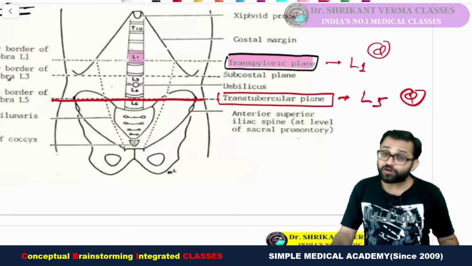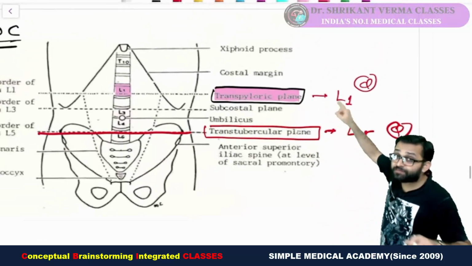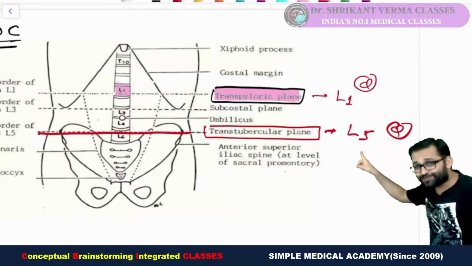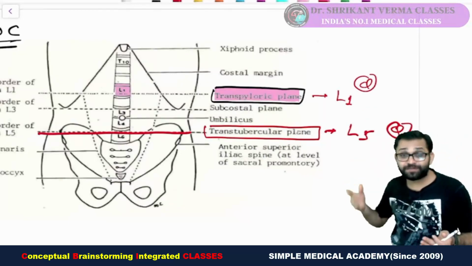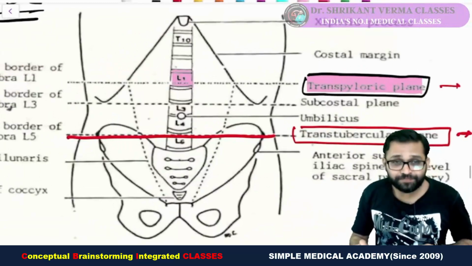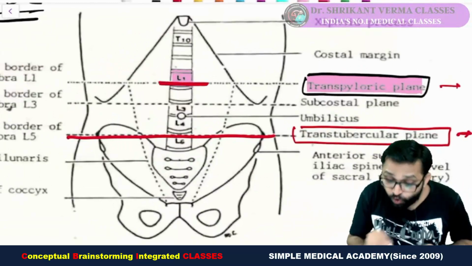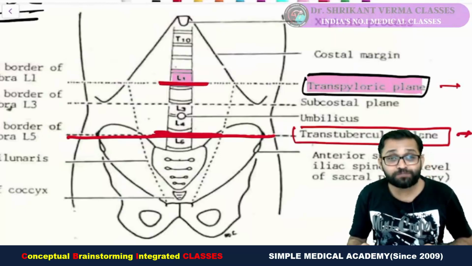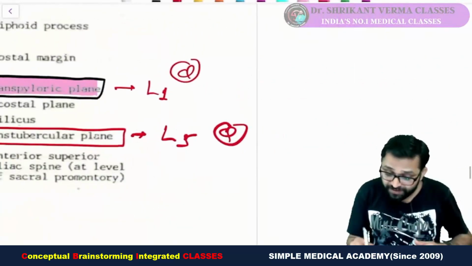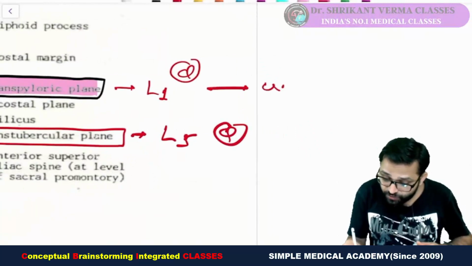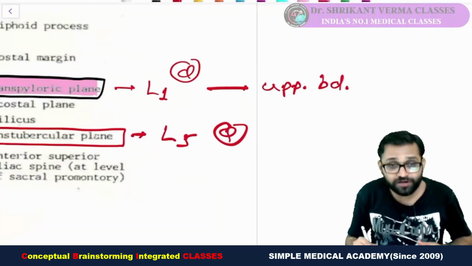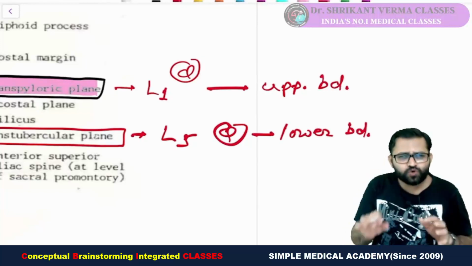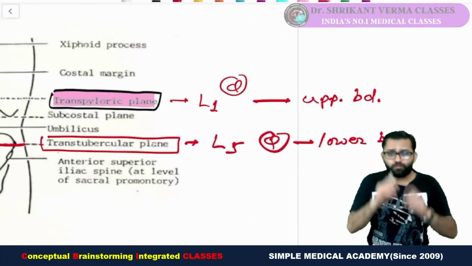Okay, what I want to tell you: the transpyloric plane, the first plane, is passing through the first lumbar vertebra, and the last plane is passing through the last lumbar vertebra. So easy. But more specifically, this is passing through the lower border of the first vertebra, and our transtubercular plane is passing through the upper border. See here, L1 you can remember lower border, L5 you can remember the upper border. So easy, भूलना ही नहीं है.